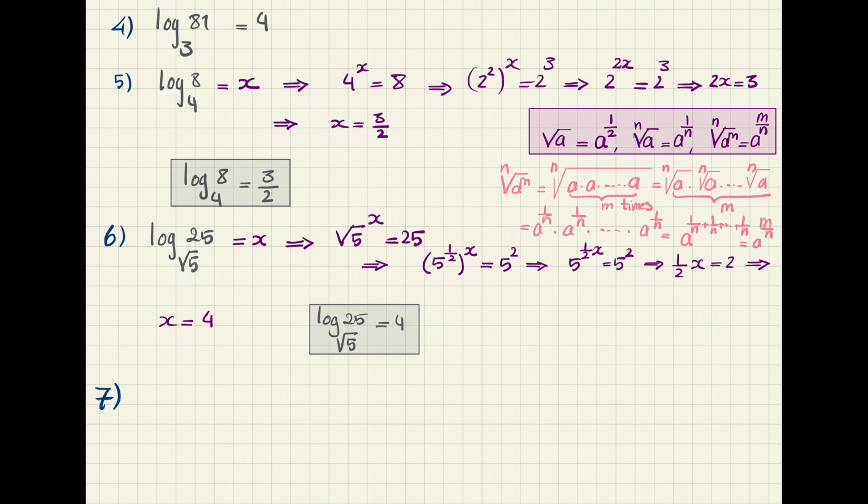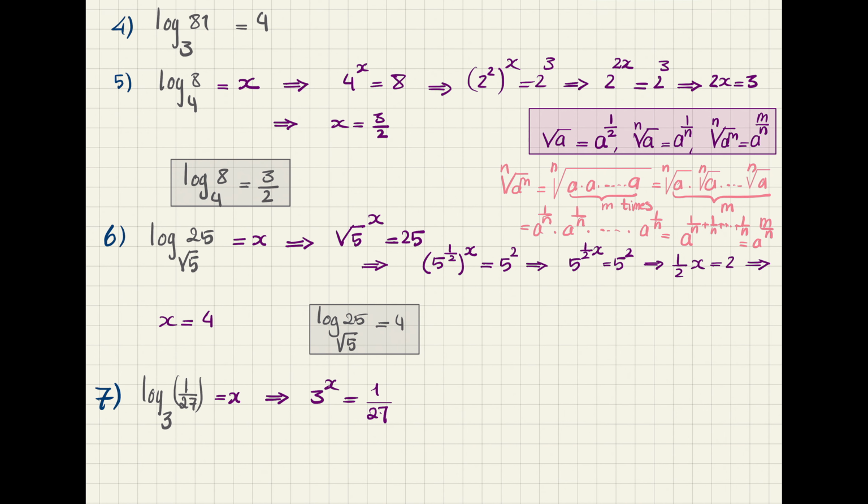So you just write log. Your number in front of the log is 1 over 27 and your base is 3. If you cannot guess the number, you just use the same trick. And then this means that 3 to the x is 1 over 27, okay?